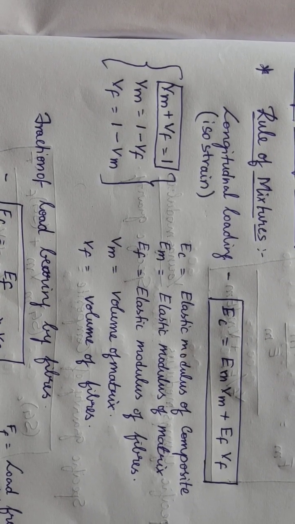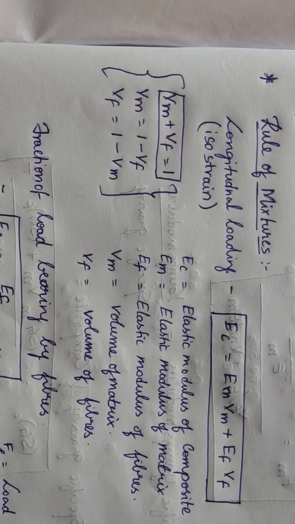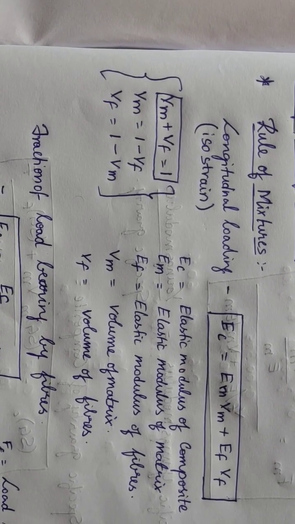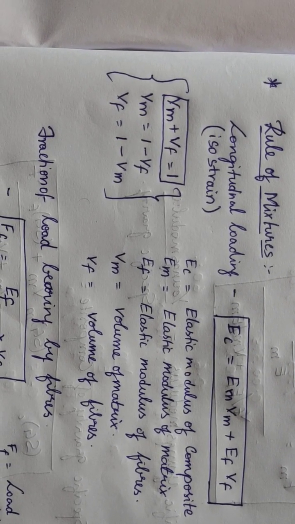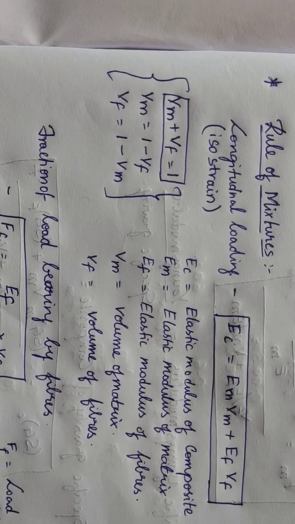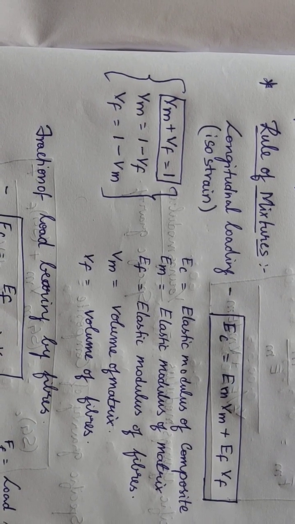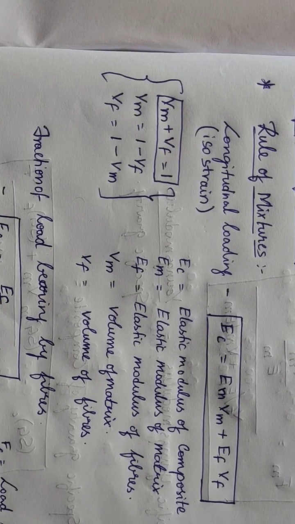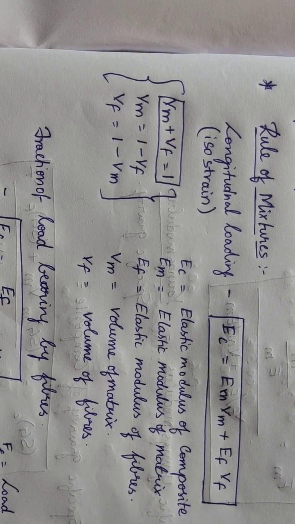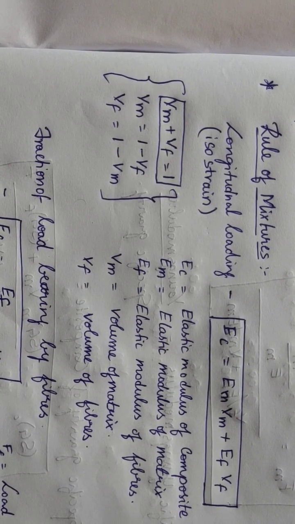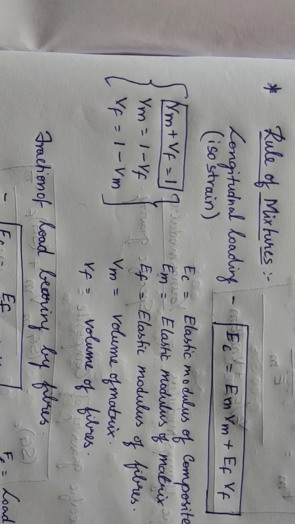If one of the volume fractions is not given in the question, there is no worry. We can find the other volume fraction using the given one. For example, if the volume of matrix is given, then the volume of fibers can be found by Vf = 1 minus Vm.